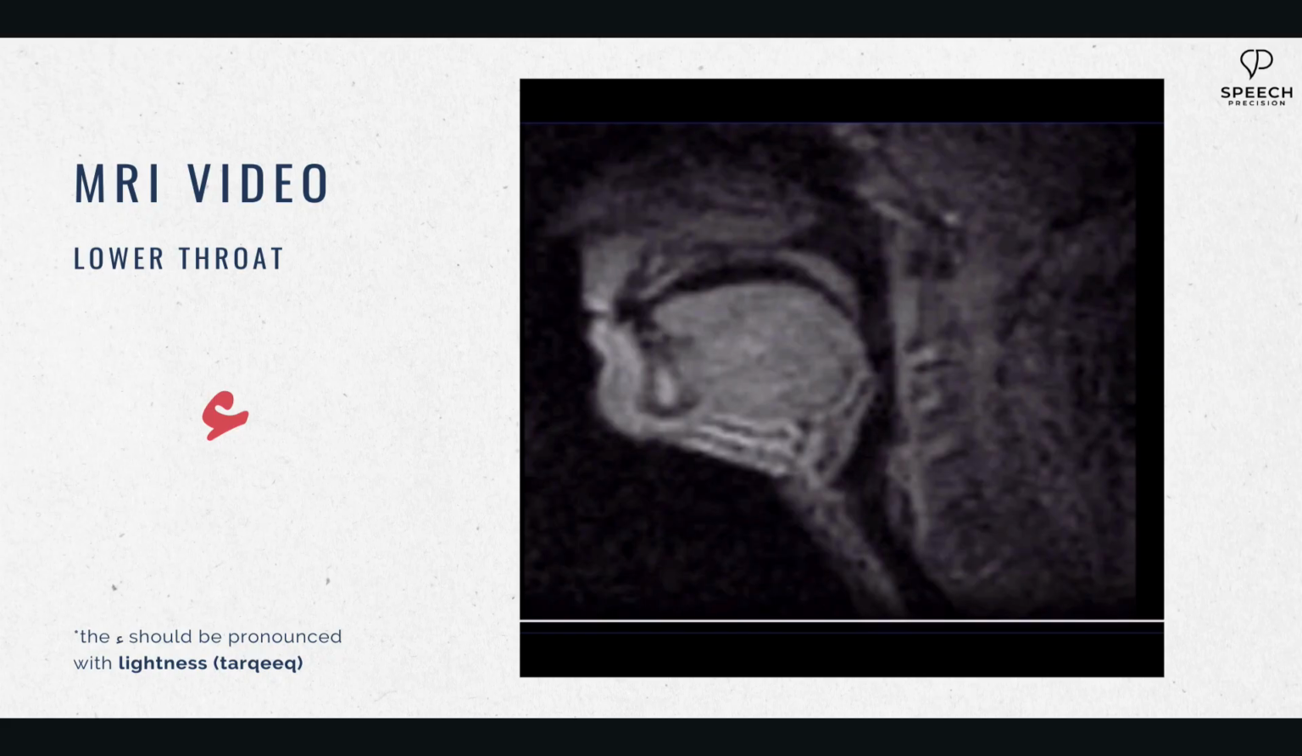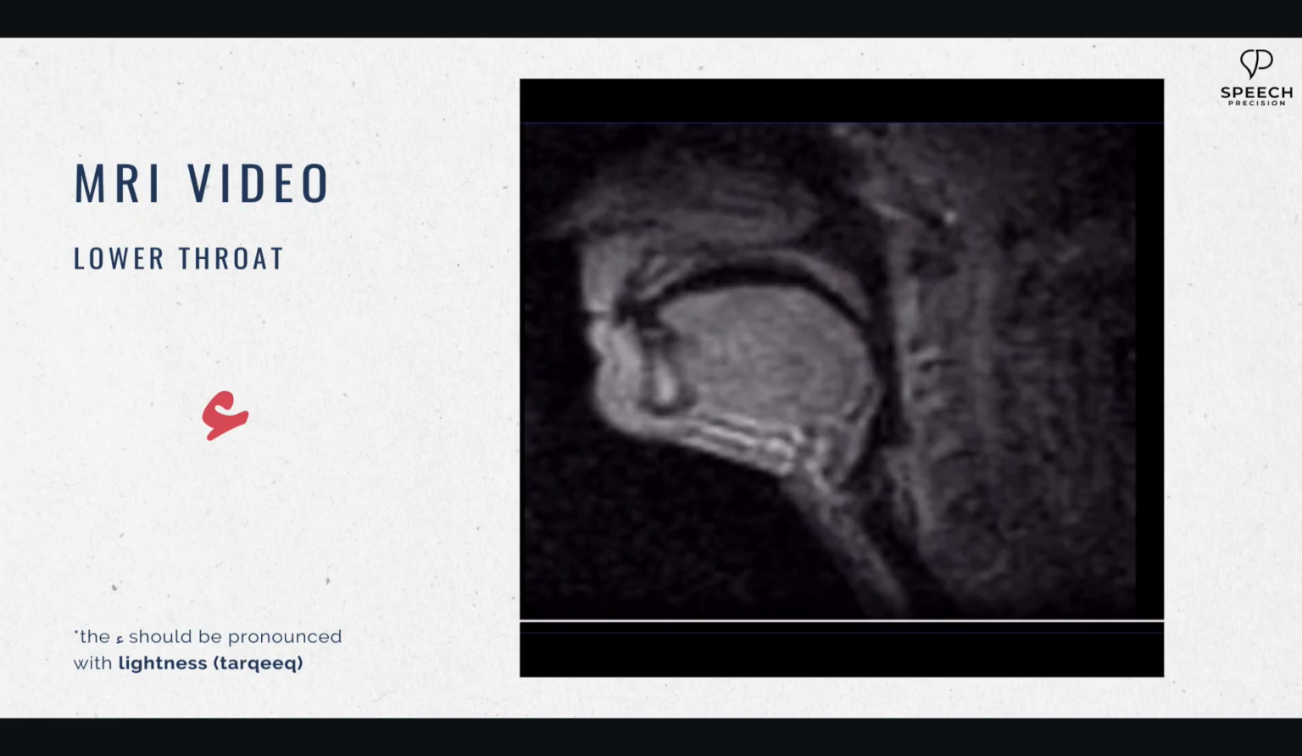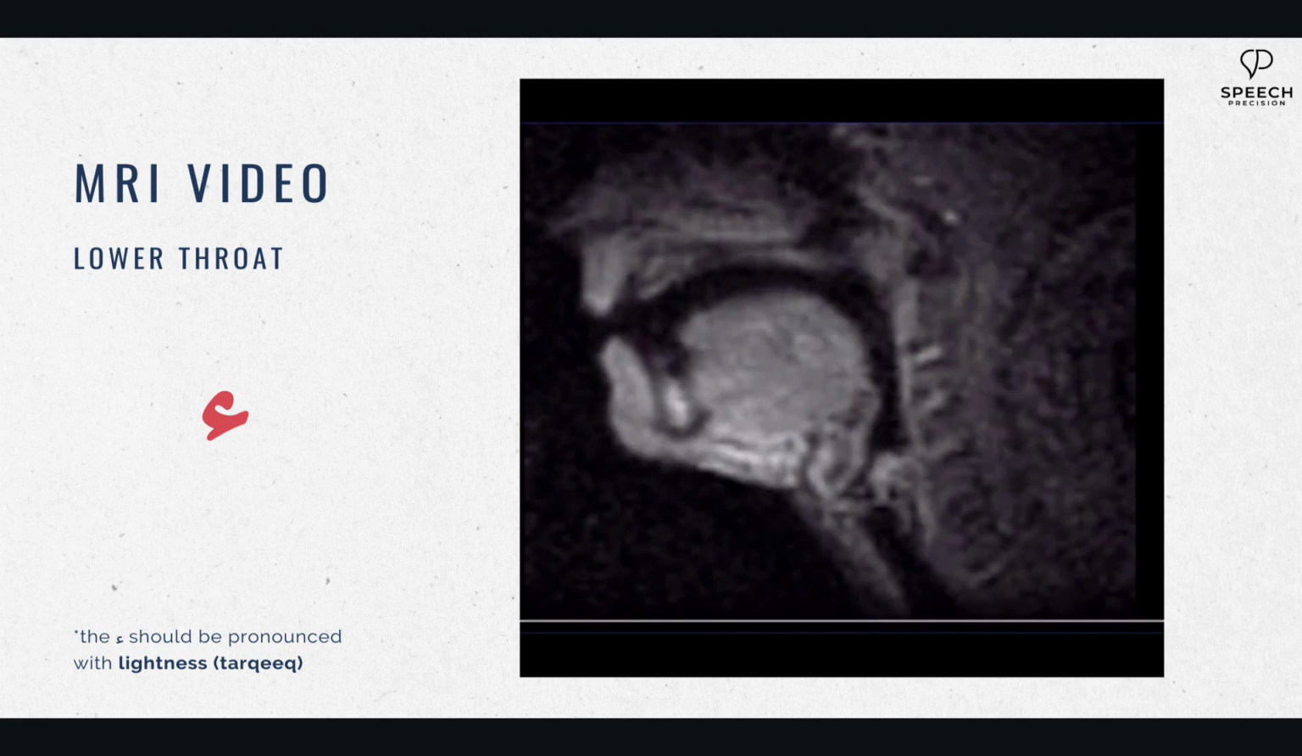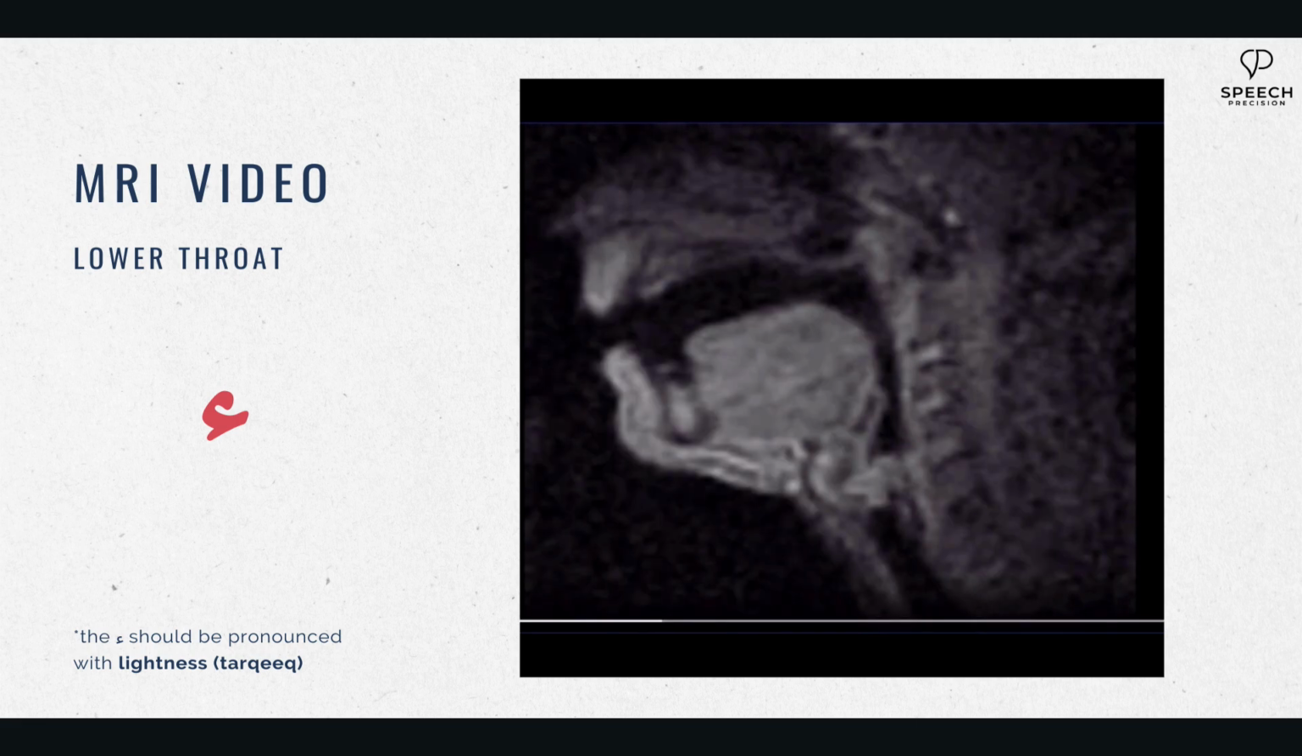Now let's look at the hamza. For this one, we're going to be looking at the lower part of the throat. Now, again, you will see some movement happening at the upper part of the throat, when the soft palate goes back to the wall of the throat and blocks the sound from coming up to the nose, okay? But this is not where the hamza sound is produced. We're looking down towards the lower part of the throat. So there's movement happening at the lower part of the throat.